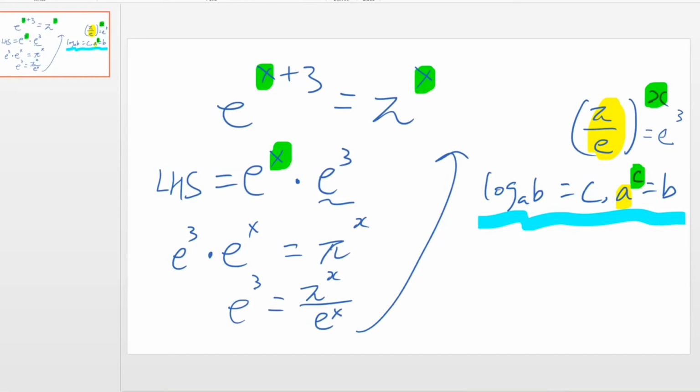Can you see that you mean this question, is it? Your A is this yellow part, right? And then the C is your X, right? Yeah, so I put the X here. Then the B is your e to the power of 3. Then how do you key this into your calculator?